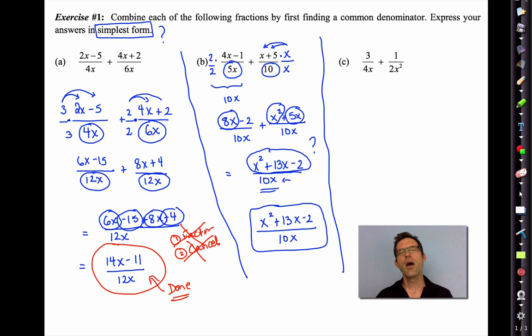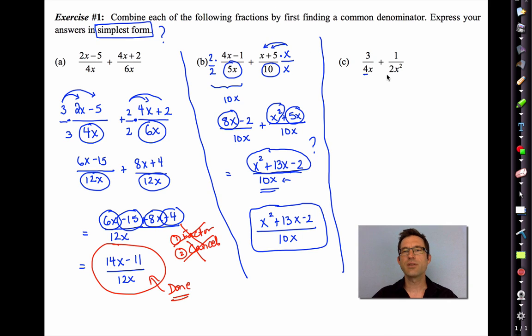All right, why don't you pause the video and take a shot at letter C. It's a little bit weird, may even be easier than the other two, but take a shot at it. All right, let's go through it. Here's why I say it might be a little bit easier.